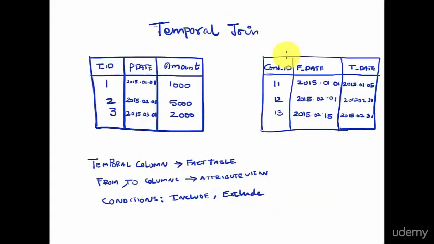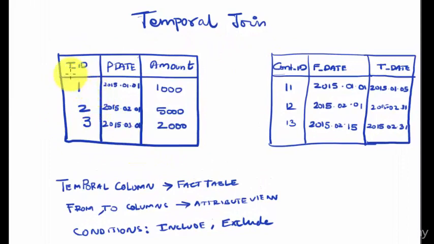Let's take a look at temporal join. This is very interesting. So let's say we have two tables. One has the transaction ID and purchase date, and then the amount. And then we have another table with the contract ID and then from and to dates. So what we want to do is check, for example, if your purchase date is this one, is your purchase date within your contract dates? That's what basically we want to check.